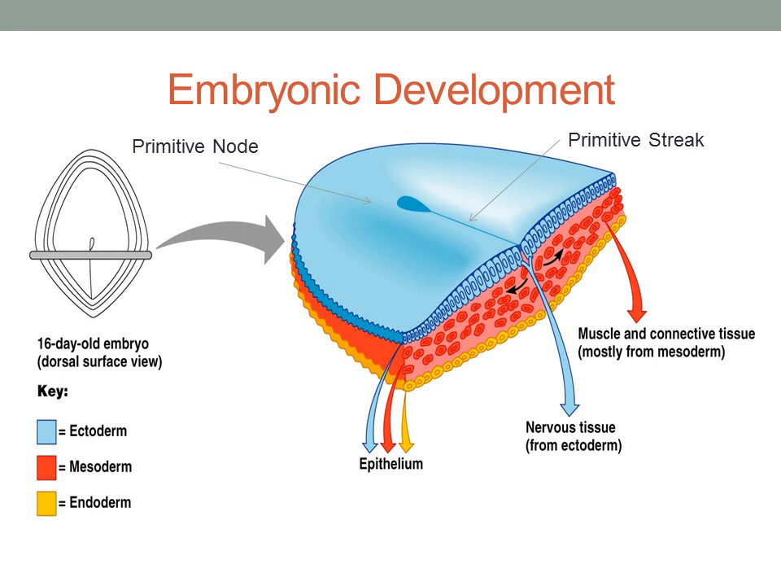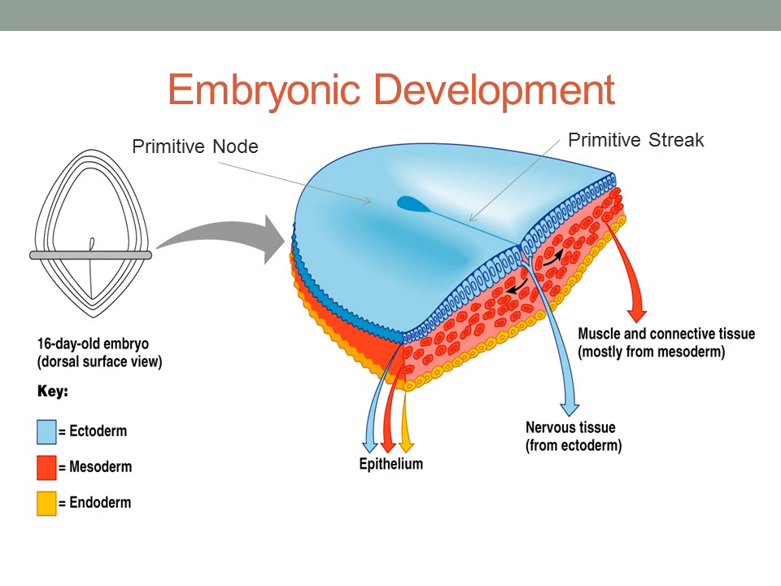Well, around the 16th day, at about the midpoint of this cellular disc, we see a depression start to develop in the epiblast layer. And this depression proceeds caudally, and it begins at what's known as the primitive node, and it proceeds caudally, forming what's known as the primitive streak. And the primitive streak becomes an invagination of the epiblast layer.